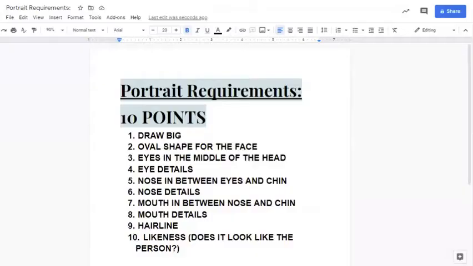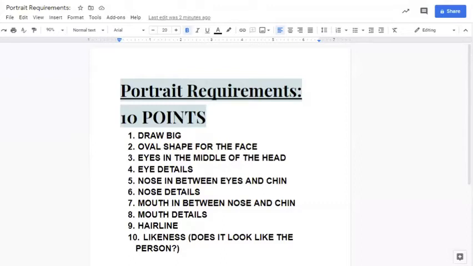These are the requirements for our portrait assignment. So we've been working on this for about 5 weeks now, and even though 5 weeks during traditional school time would be enough time for you to have learned how to draw a portrait, naturally, I guess, that's not a whole lot of time during virtual learning.